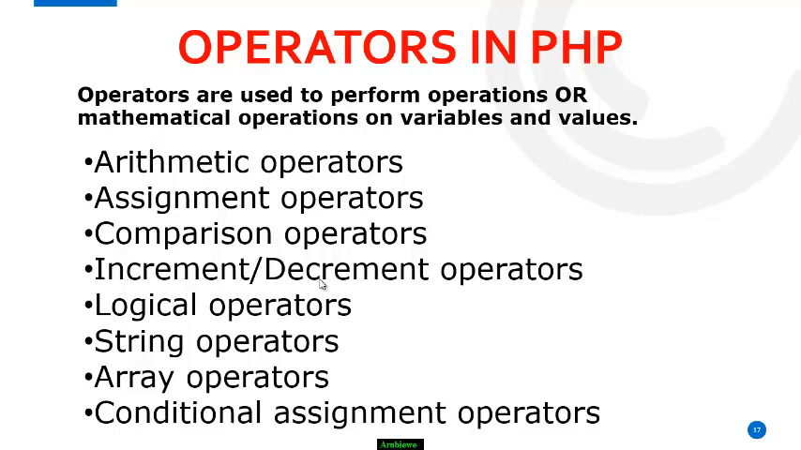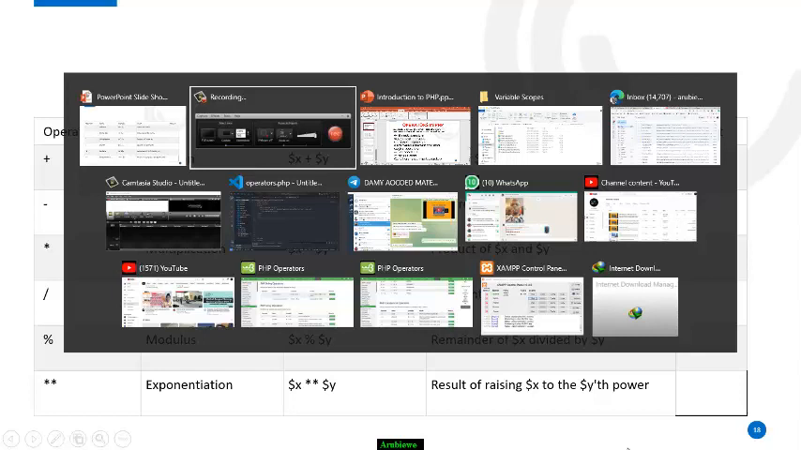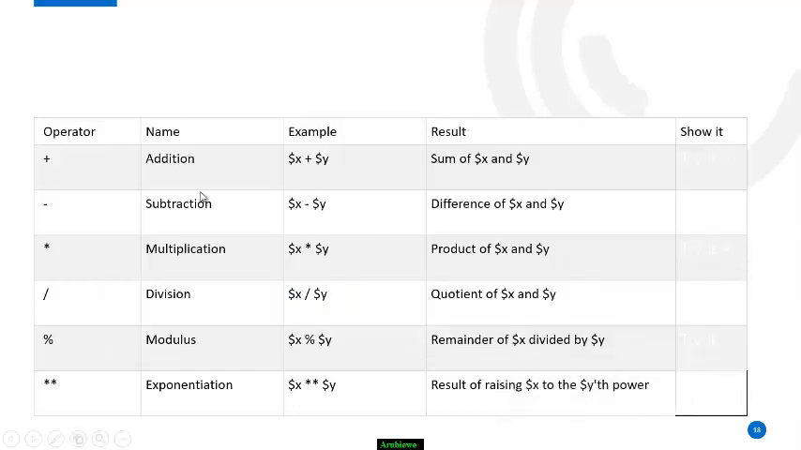So let's talk about the operators that we have. Now I will start talking about the arithmetic operators. These are the arithmetic operators. We have the addition operator, the subtraction operator, and so on and so forth. So the way we use them is this.